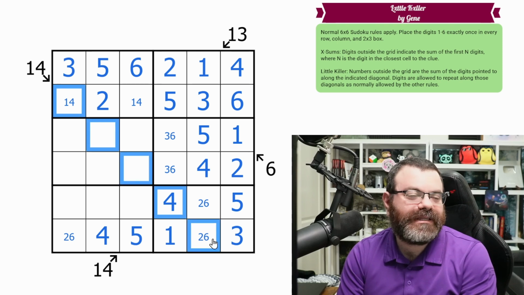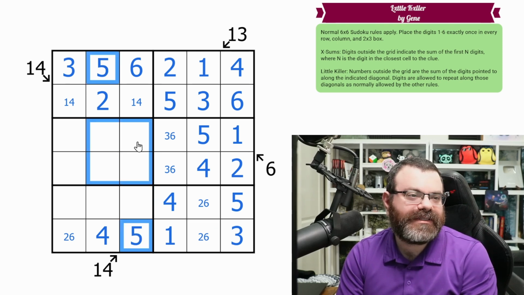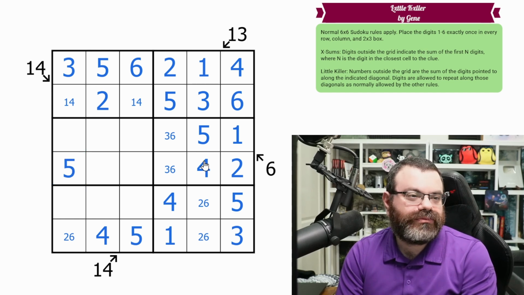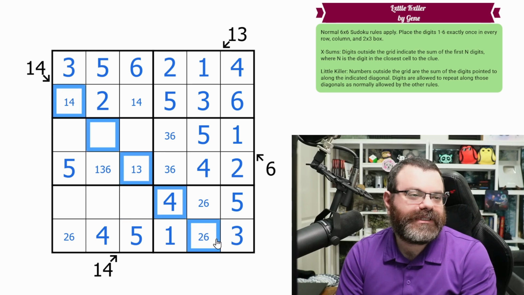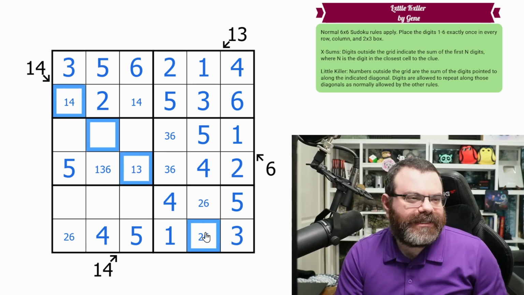Okay, this adds to 14. That might be what we need. 5 in this box is placed. What is this? 1, 3, 6? Not a 6. Okay, 14. These add to 10.